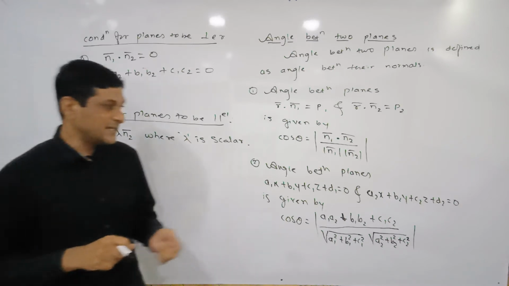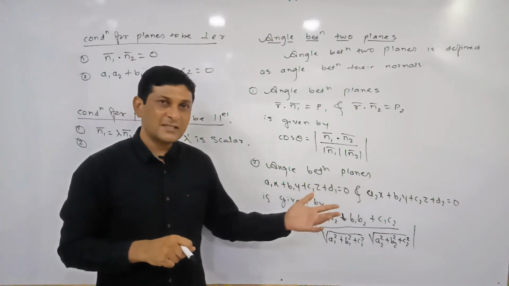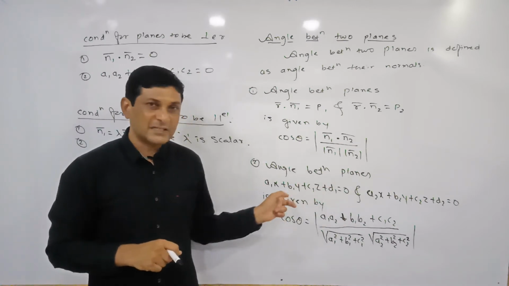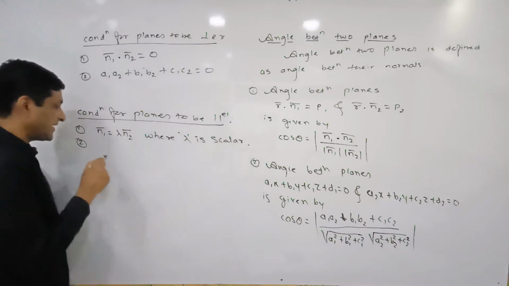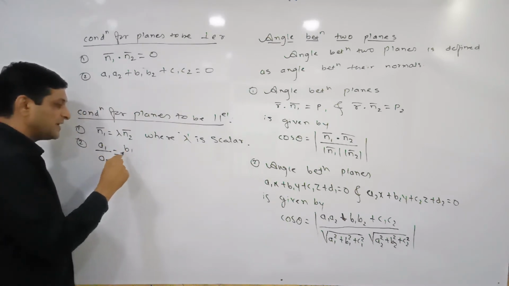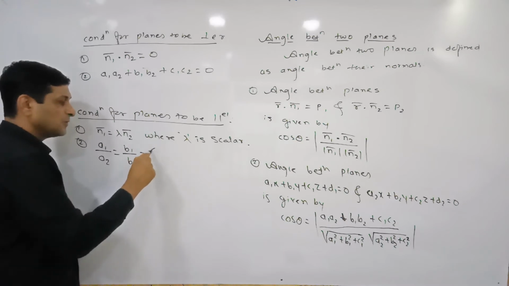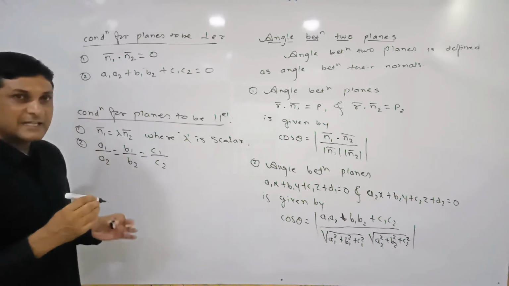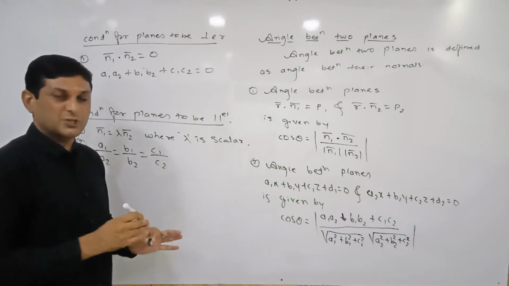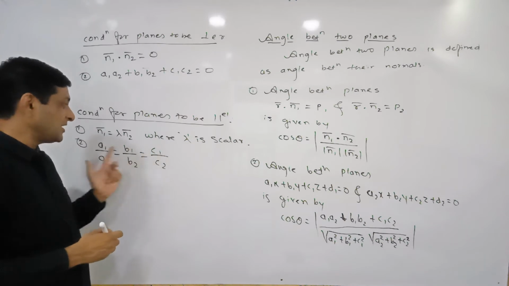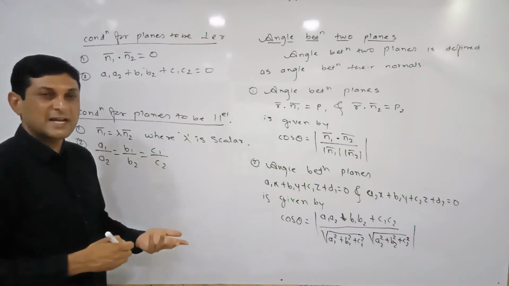Now in the second case, if the planes are parallel, then normals are also parallel. And if normals are parallel, at that time the direction ratios satisfy which condition? A1 upon A2 is equal to B1 upon B2 is equal to C1 upon C2. Means we can say that direction ratios are in proportion. When can we say that values are in proportion? If these ratios are equal. If ratios are equal, values are in proportion.